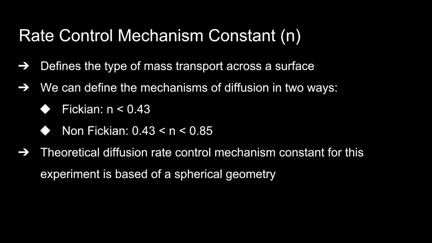To perform this experiment, we needed to research the theory behind drug delivery. The rate control mechanism constant, or N, defines the type of mass transport across a surface. We can define the mechanism of diffusion in two ways: Fickian and non-Fickian. The type of drug release mechanism is Fickian if it has a numerical value less than 0.43, and is non-Fickian if it has a numerical value between 0.43 and 0.85.